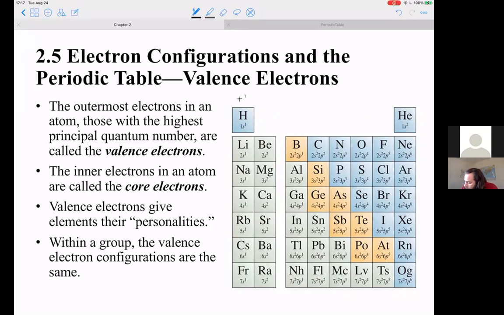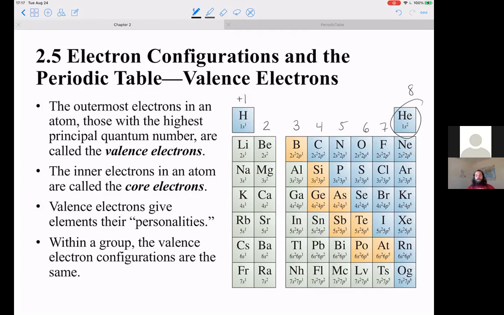So this column has one valence electron. This column has 2 valence electrons. This column has 3, 4, 5, 6, 7, and this column has 8, with the exception of helium, which is really teeny tiny and only has 2. Okay, everybody else in that column has 8 valence electrons. Again, if you wrote out the electron configuration for any one of these and then just focused on whatever the highest principal quantum number is and counted those electrons, those are the valence electrons.